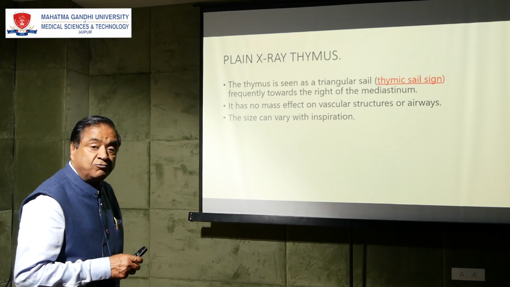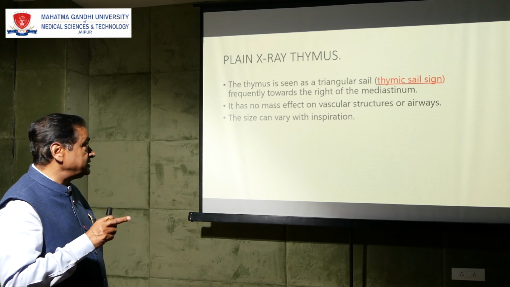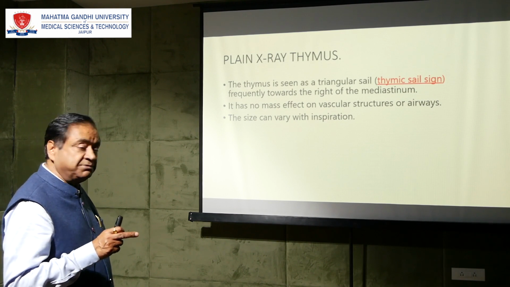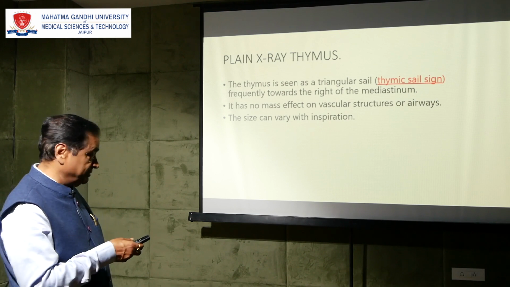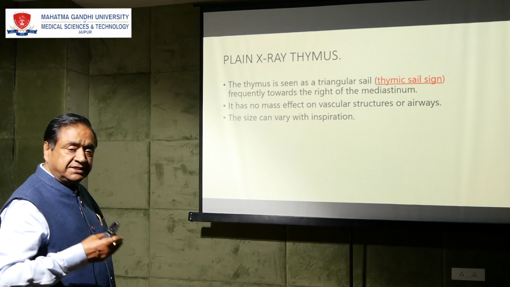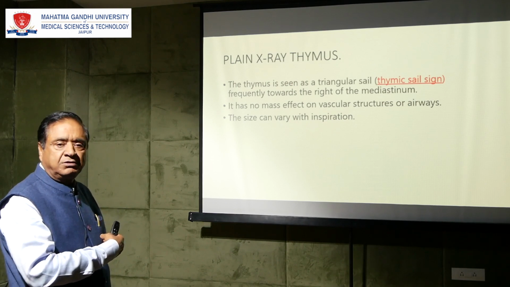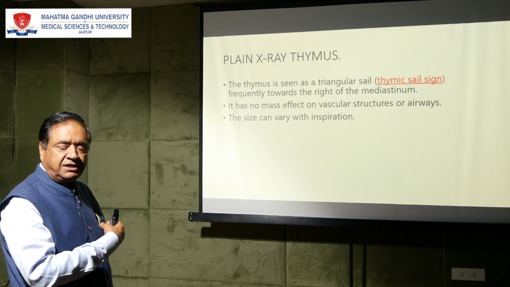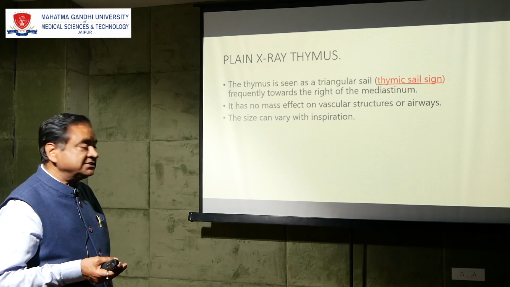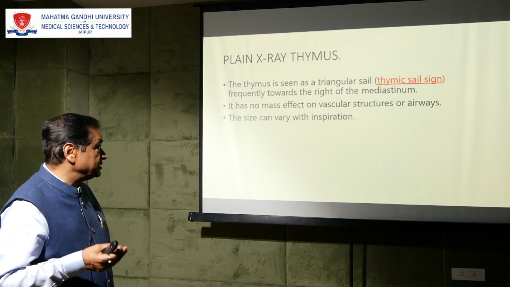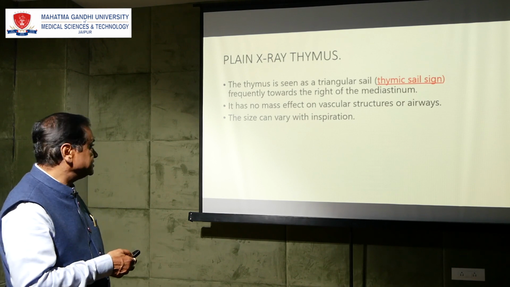Now, in X-ray, what do we find? In X-ray we find a soft tissue shadow which is triangular, sail shaped, boat-like, and that is also known as the thymic sail sign. This is seen generally towards the right mediastinum, and many times it can be seen only on the left mediastinum, or it can be seen bilaterally. It does not cause any mass effect, does not affect the vascular structures or airways, and the size can vary with inspiration.